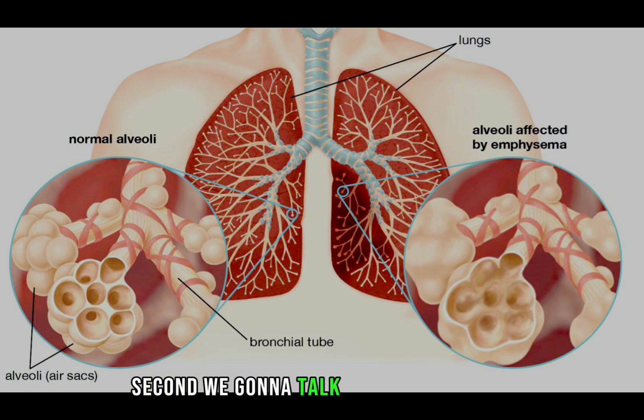Second, we're going to talk about emphysema. That is permanent dilatation and destruction of distal to terminal bronchioles, or forming one large alveolus after the destruction of small alveoli, leading to reduced surface of gas exchange.